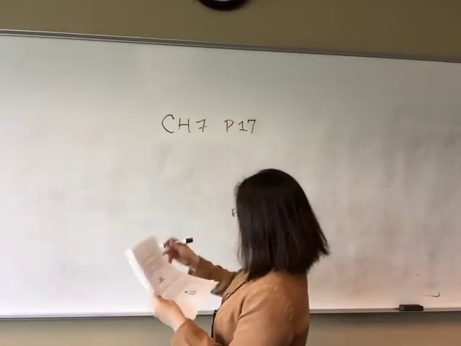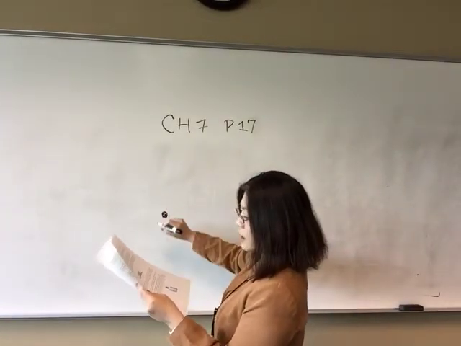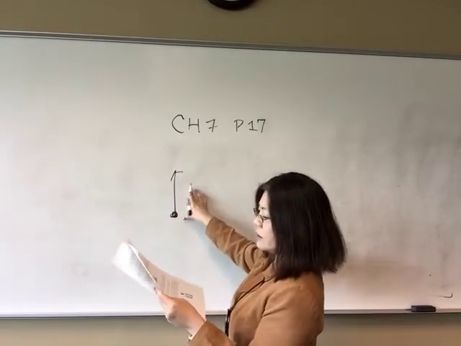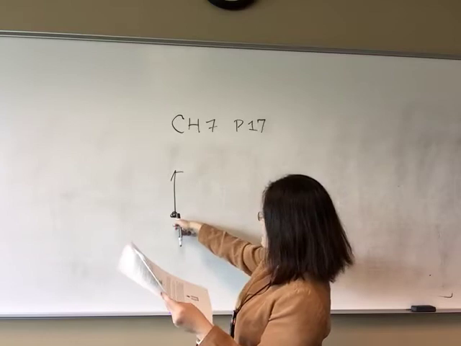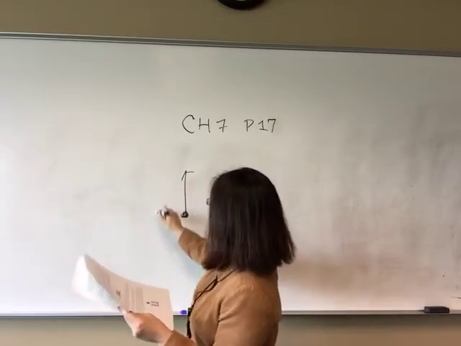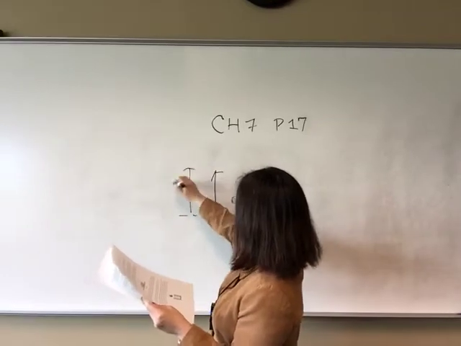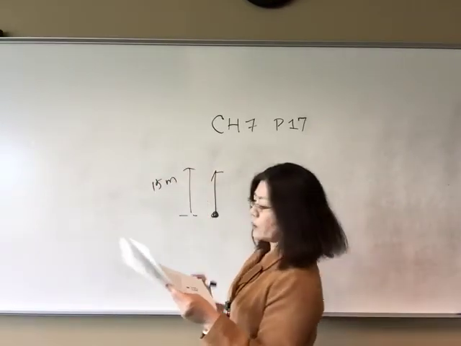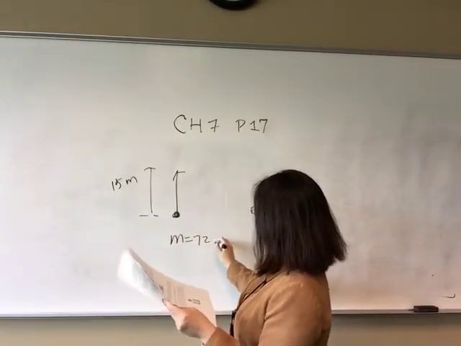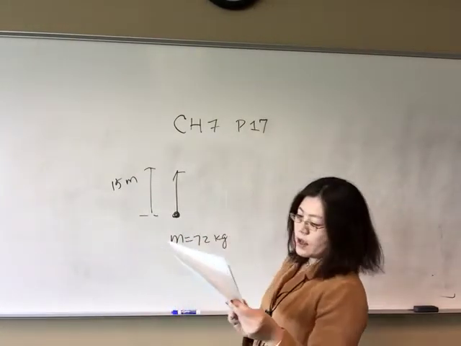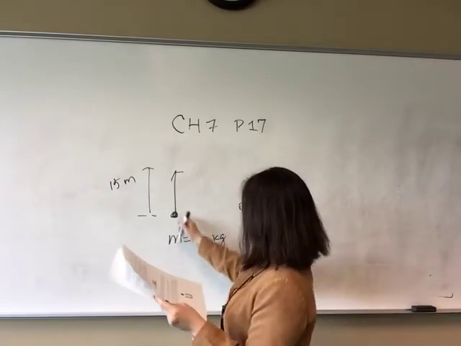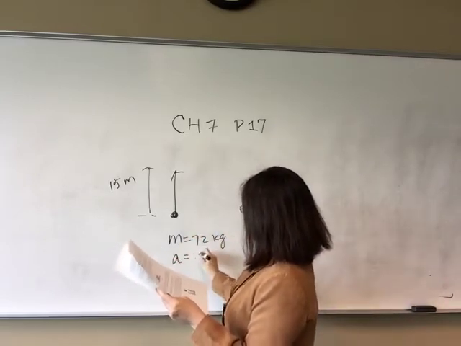Okay, so diagram. You have a helicopter. This is the astronaut, and there's a cable that's taking the astronaut off the ocean, and it's moving vertically from this point to that point to the helicopter. That's 15 meters. Okay. And the mass is 72 kilograms, and there's an acceleration of the astronaut. So that is 1/10 of a g.